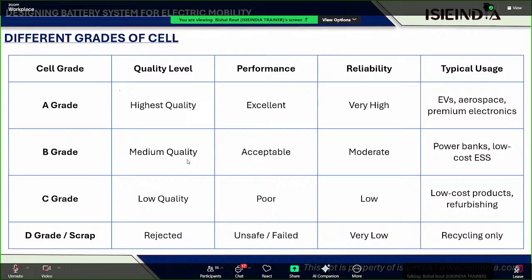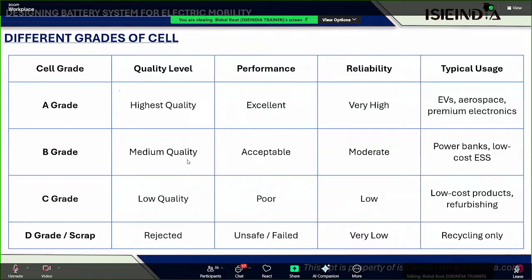One is the A grade cell, which is the highest quality cell. It gives excellent performance and its reliability is also high. That is why it is typically used for electric vehicles, aerospace and premium electronics. Then we have the B grade cell, which is a medium quality cell whose performance is acceptable. You can use it where moderate reliability is enough, typically in power banks and low cost energy storage systems.